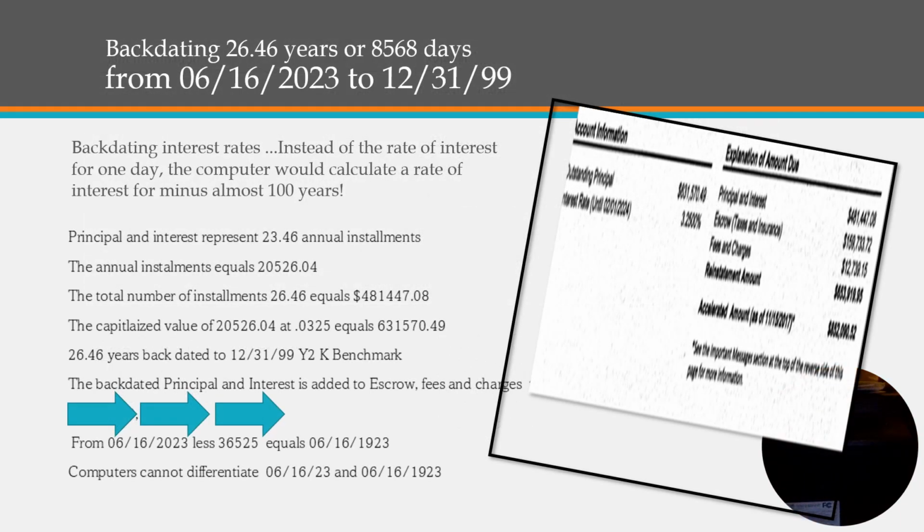So here's what I found that I believe is so astonishing and so unbelievable because of a big bank link to it. The principal and interest represents 23.46 installments, okay? We figured out that 3.25 multiplied times the outstanding balance gives us our annual installment. The annual installment divided into the principal and interest gave us the number 23.46 years of payments or installments.